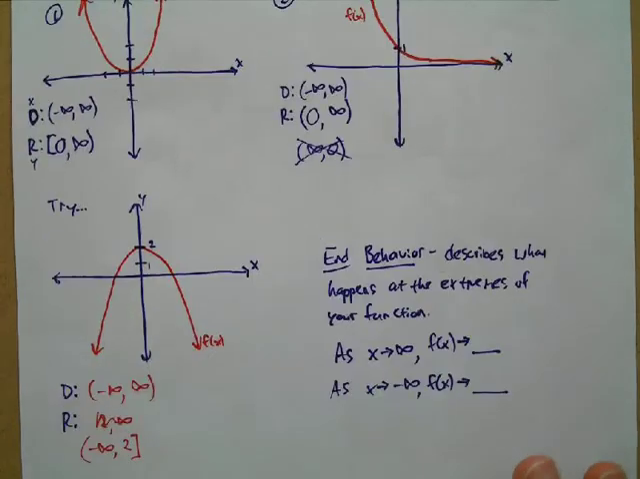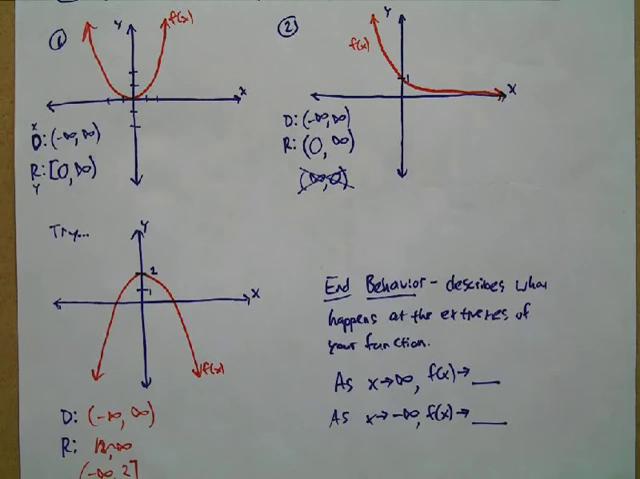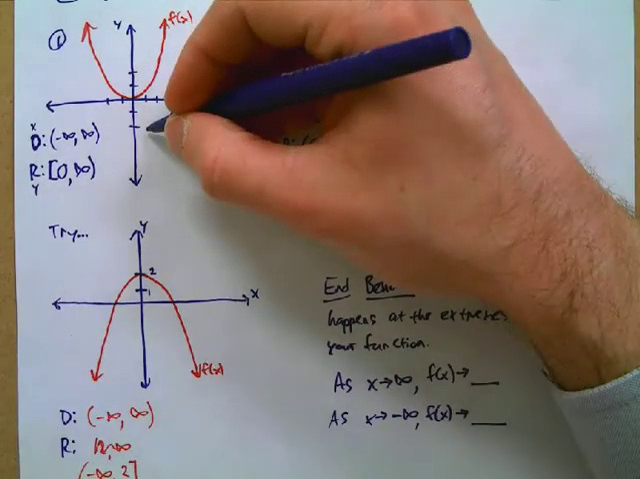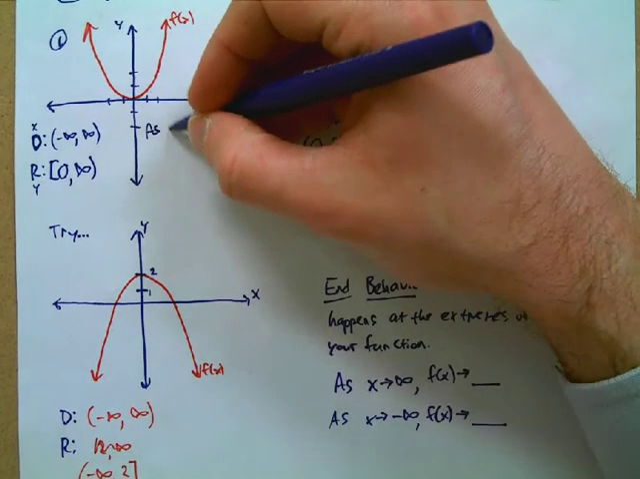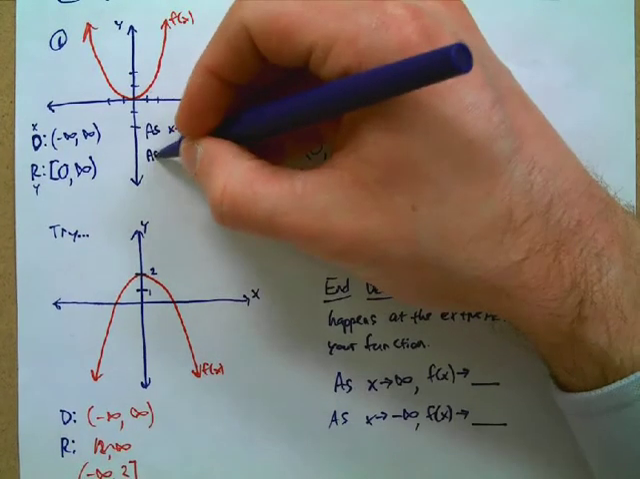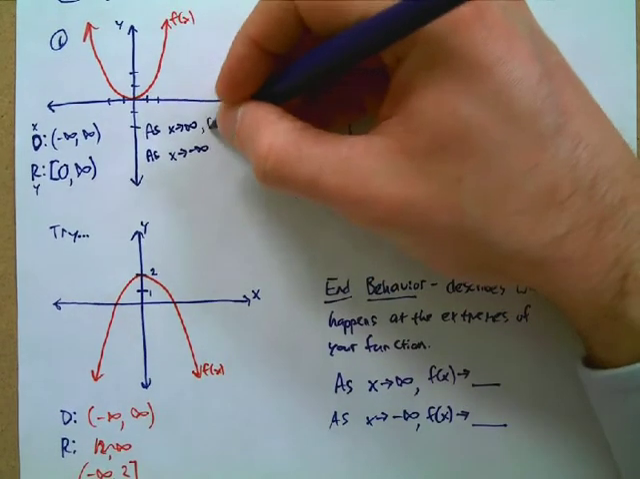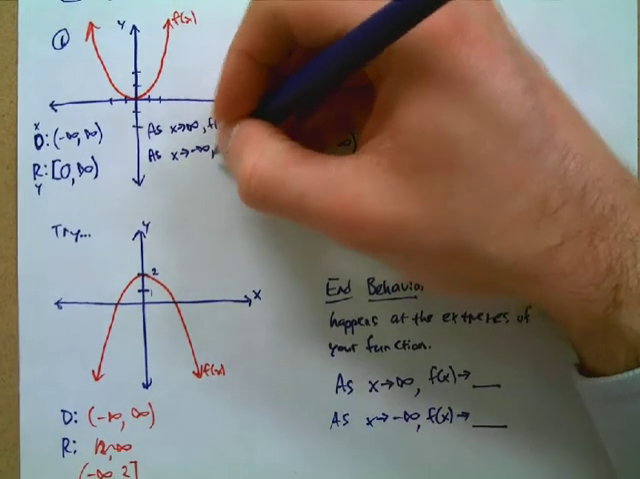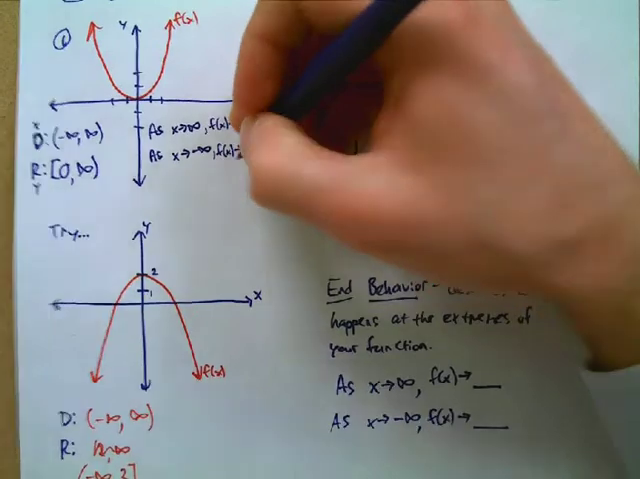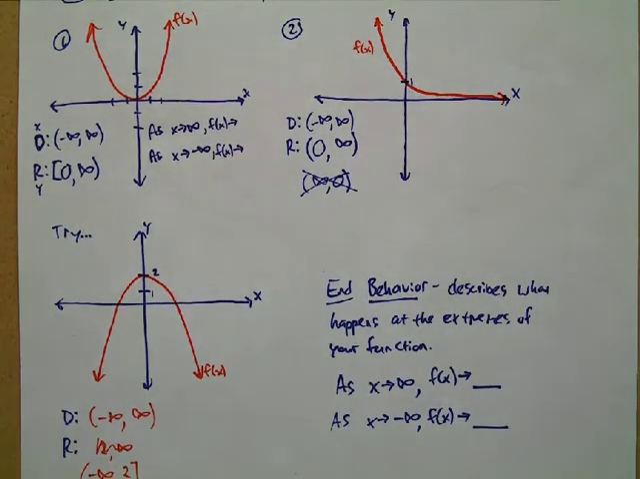That's what end behavior is. I'm going to kind of scoop that up here so you can kind of see. I think we can just kind of squeeze number 1 on there, as x goes to infinity.